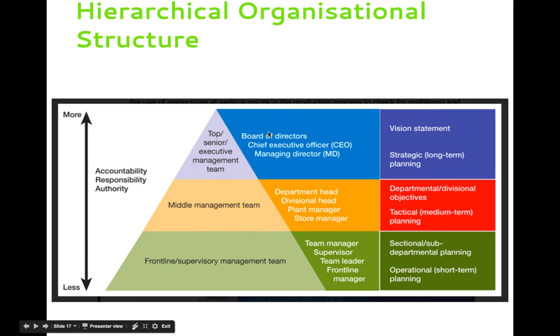This diagram clearly shows what a classical organisational structure would look like. There are many layers, and what we would call a long chain of command. You might need to write that down: a long chain of command. Many layers of management: board of directors, managing director, department head, plant manager, store manager, team manager, supervisor.